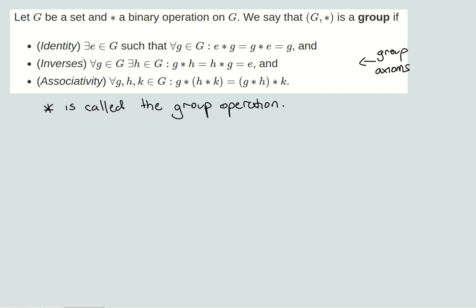Okay, one small bit more vocabulary. The element e, which is provided by the first axiom, the axiom of identity, is called the identity element.